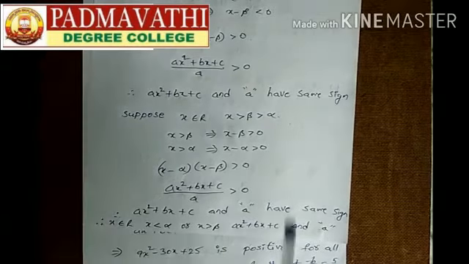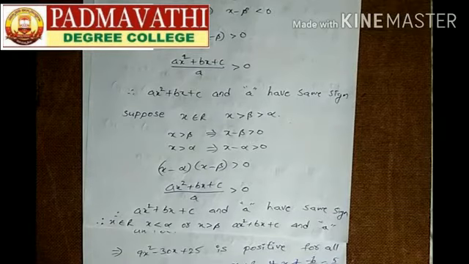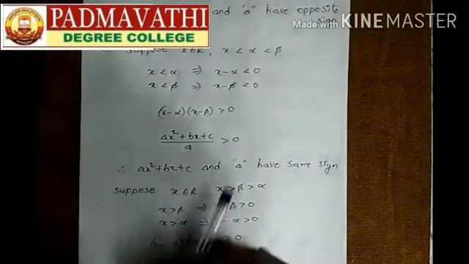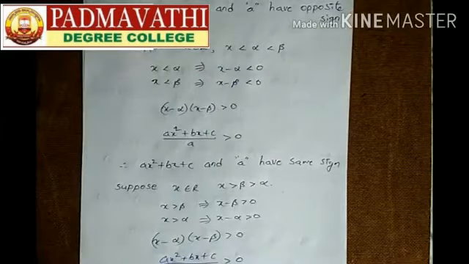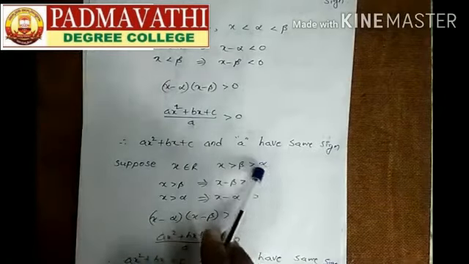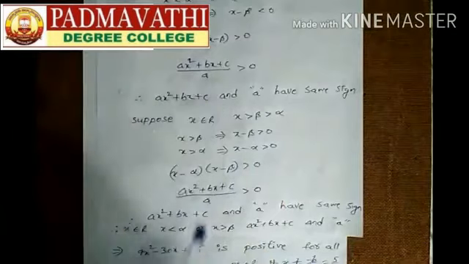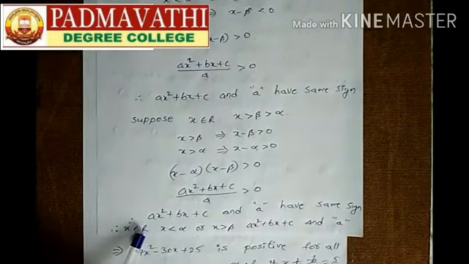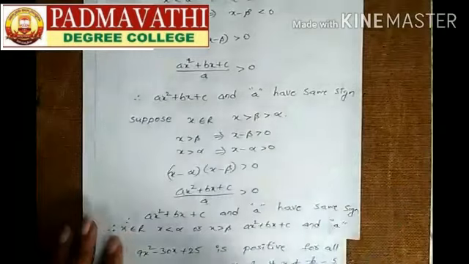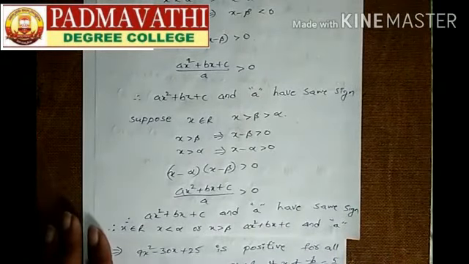So by using these two conditions, one is x less than alpha less than beta, and another is x greater than beta greater than alpha. In these two conditions we got the positive value. By combining the two, we can write: for all x belongs to R, x less than alpha or x greater than beta, ax square plus bx plus c and a will have the same sign. So that means the second case is also proved.